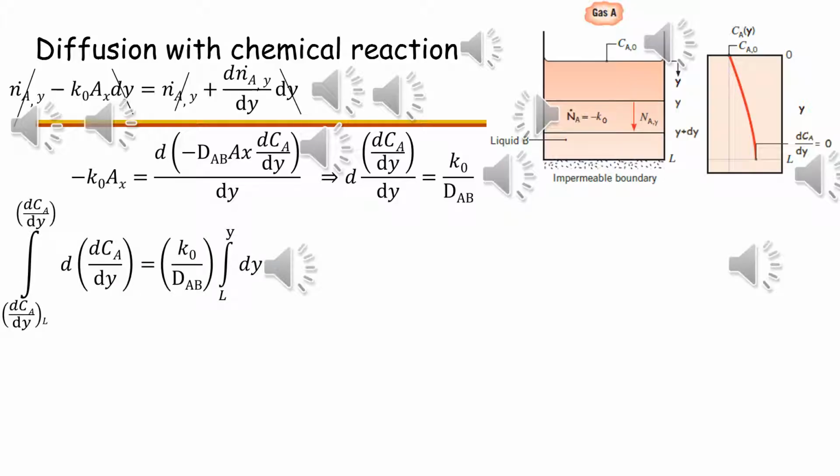The first integration is from the bottom of the tank to a position y in the tank. The bottom of the tank is chosen as you know that dCA/dy is 0 where y is equal to L.